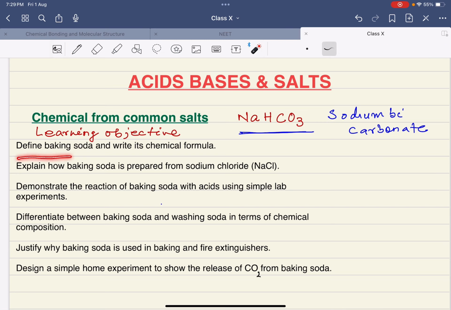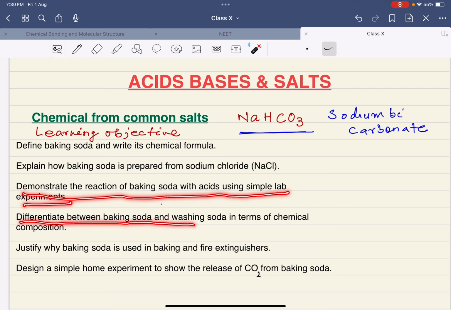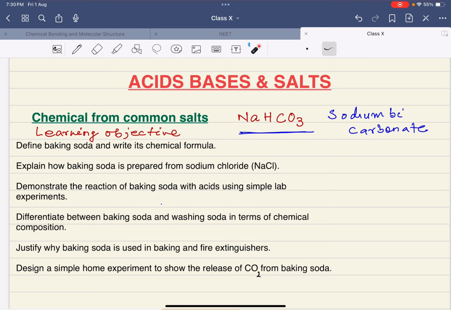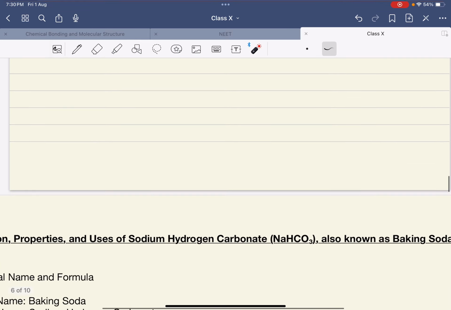Define baking soda and write its chemical formula, explain how baking soda is prepared from sodium chloride, demonstrate the reaction of baking soda with acids using lab experiments, then differentiate between baking soda and washing soda in terms of chemical composition, justify why baking soda is used in baking and fire extinguishers, and design a simple home experiment to show the release of CO2 from baking soda. So, these are the learning objectives.